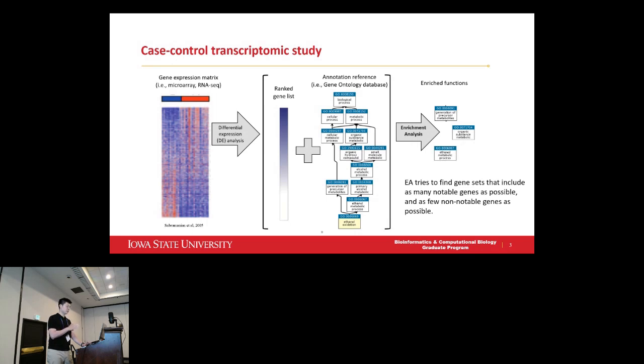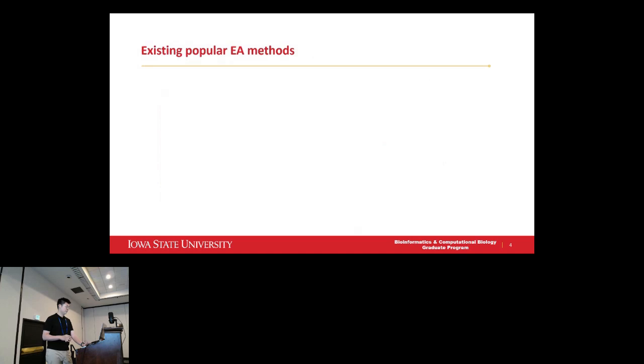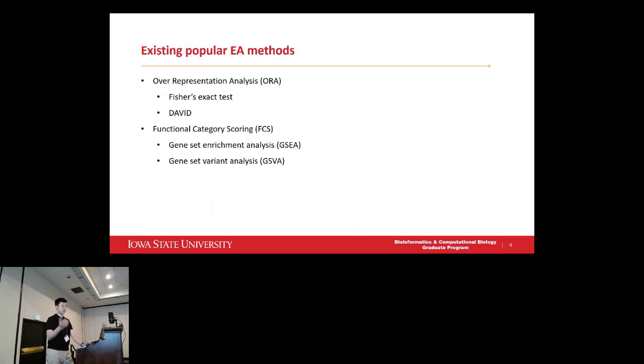The enrichment analysis here tries to find the gene sets that include as many notable genes as possible and as few non-notable genes as possible. What I mean by notable is, for example, on the ranked gene list, you want to capture the very meaningful genes there. There are some existing enrichment analysis methods, like ORA, which is typically the traditional statistical test, for example, the Fisher's exact test. Also, functional category scoring is another type of enrichment analysis, and the very famous GSEA belongs to this category.